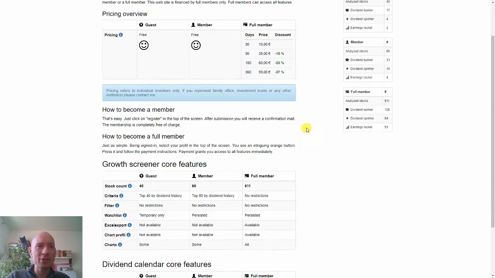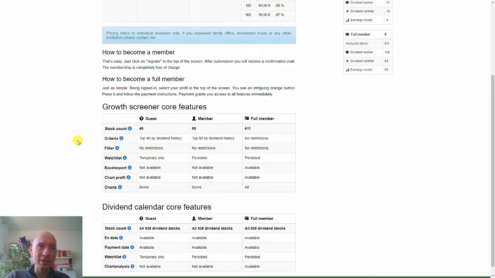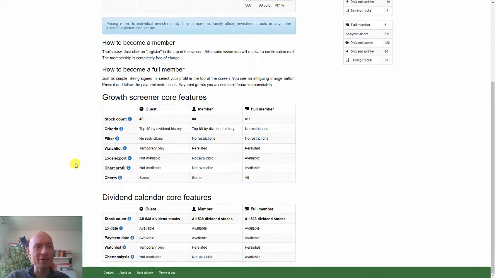Here is the membership section. If you just visit the homepage, you don't need to register first. You will already see 40 stocks. These are the stocks with the top dividend history increase. If you like, you can register as a member. It's for free. Then you see 80 stocks. And if you still like it, which I hope, then you can register as a full member, and you have access to all stocks. You will also unlock our features, and what exactly they are you can read here in these two lists.